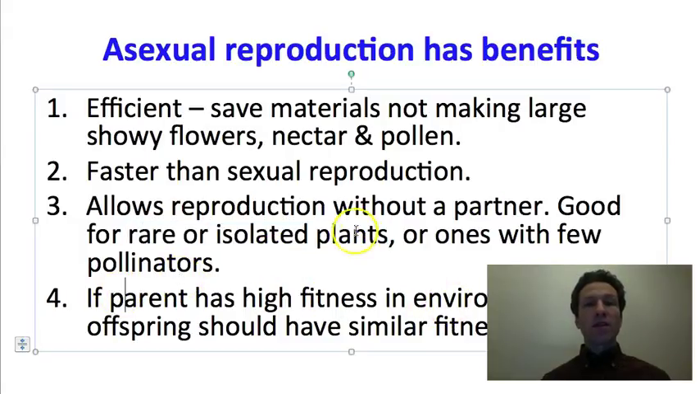Another advantage to asexual reproduction is if the parent plant already has high fitness in its current environment, then so long as the environment does not change, the offspring should also have high fitness. So why mess with it if it works is sort of this final argument. That's 4 advantages then to asexual reproduction: efficiency, speed, being able to reproduce without pollinators or a partner, and maintaining fitness as high as the parent.